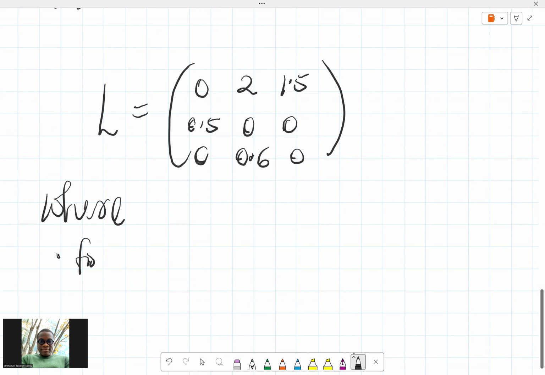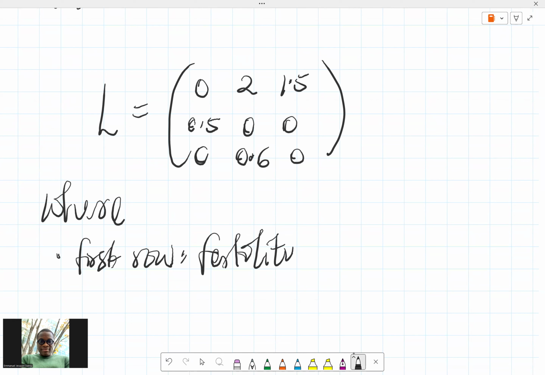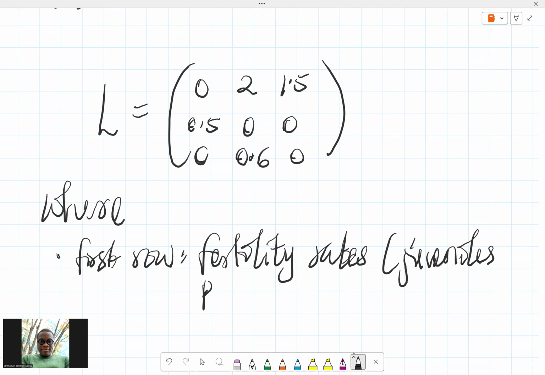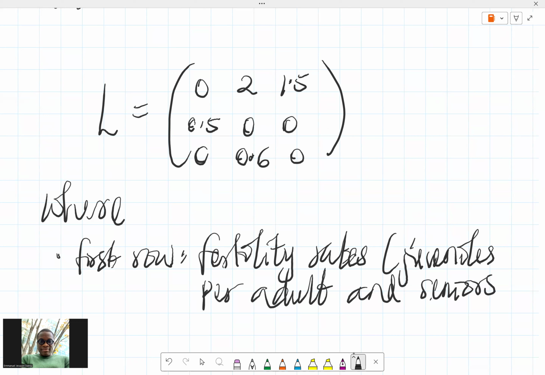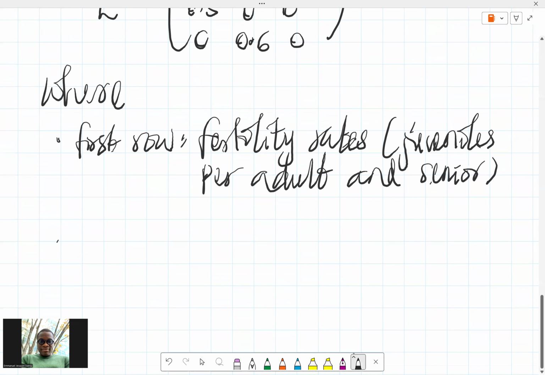The first row shows us the fertility rates, and fertility rates can be defined as juveniles per adult and senior. So how many juveniles does an adult or a senior have?